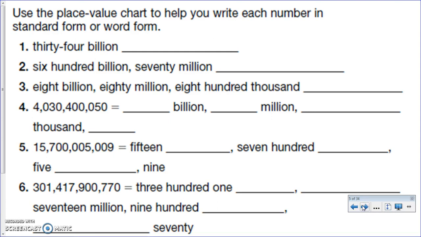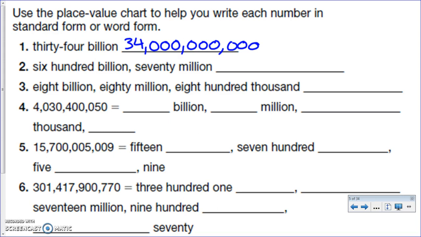Use the place value chart to help you write each number in standard form or word form. So number 1 is 34 billion. It's in word form, so we need to write it in standard form. So we're going to write a 34 followed by 9 zeros. And you'll notice the commas are in there where each period is separated.